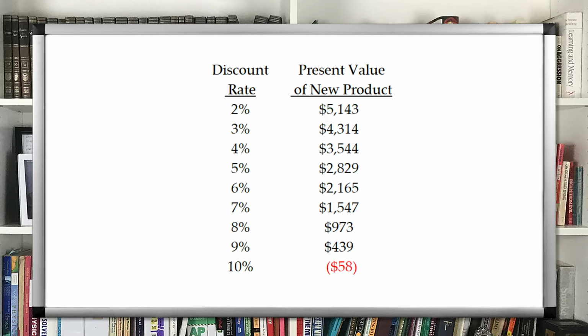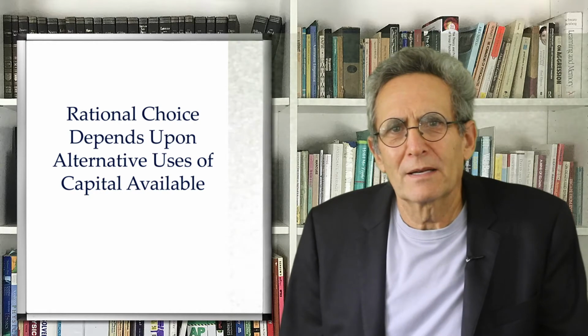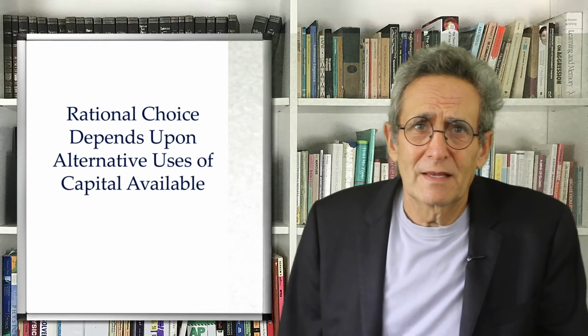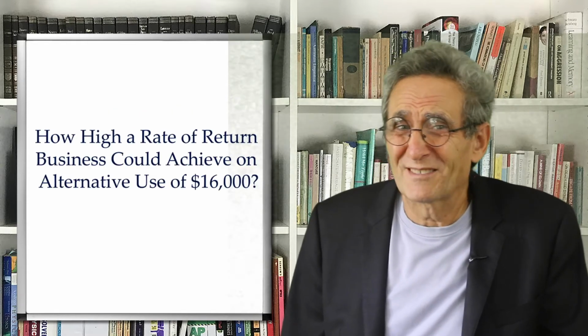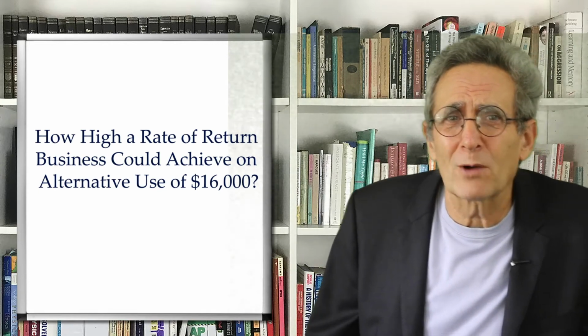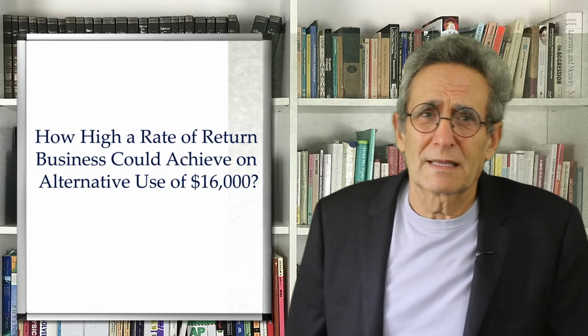So again, what is the correct or rational choice here? Well, as in the equipment lease problem, this will depend upon the alternative uses of capital available to the business. In this case, the business will have to invest $16,000 over 2 years before it yields any profit at all. So the choice of discount rate will depend upon how high a rate of return the business could achieve on an alternative use of $16,000.